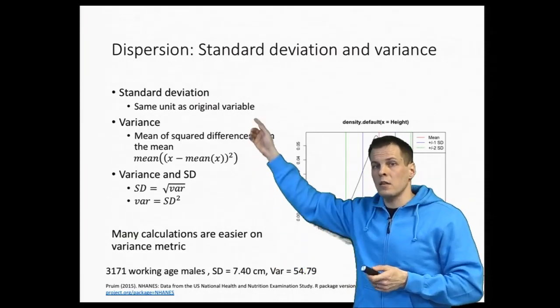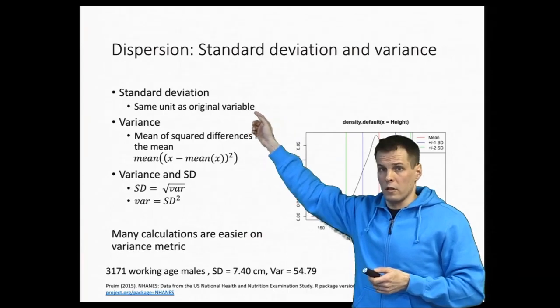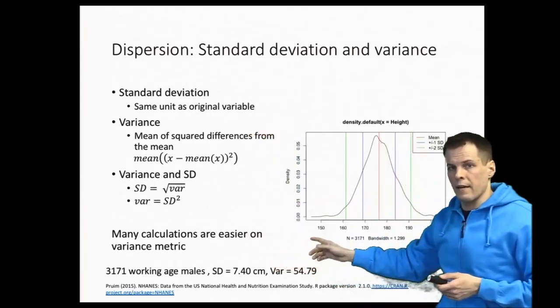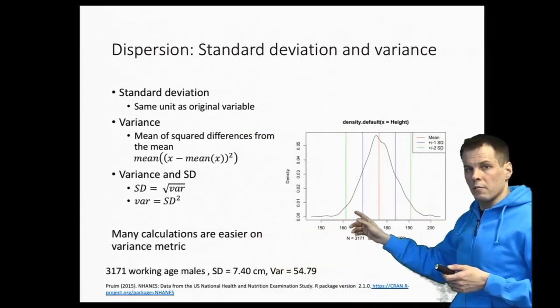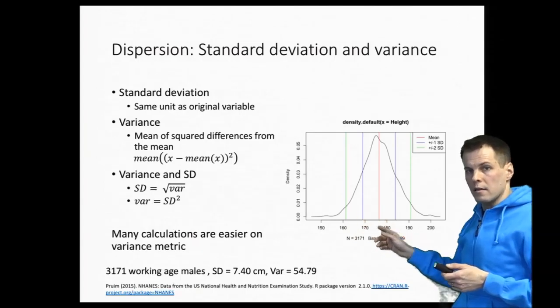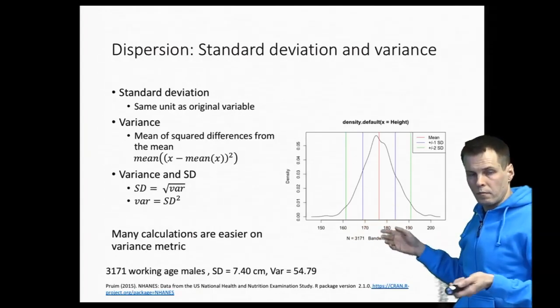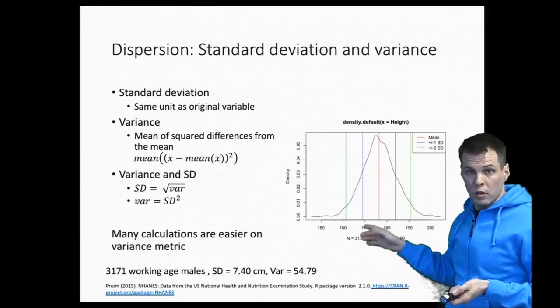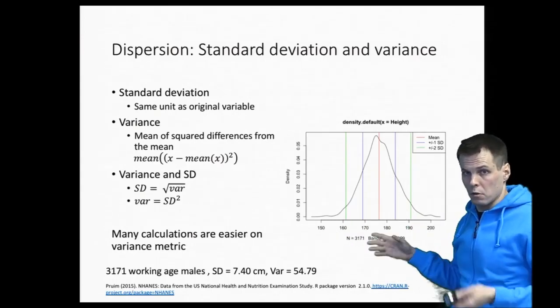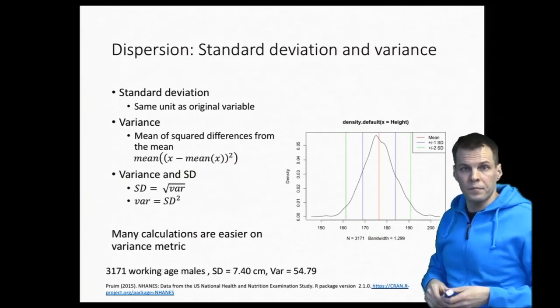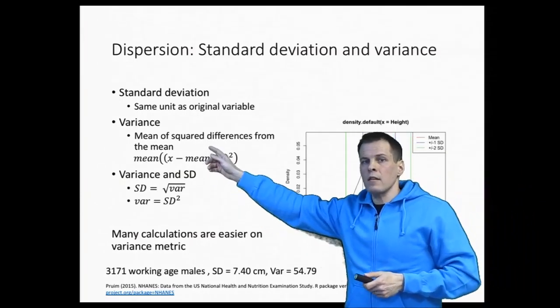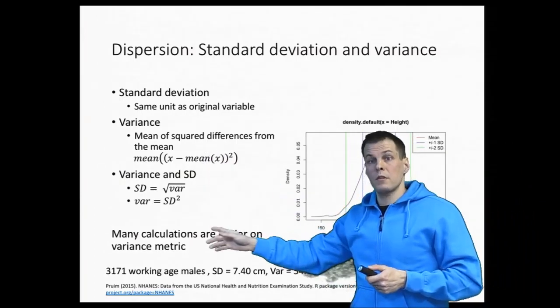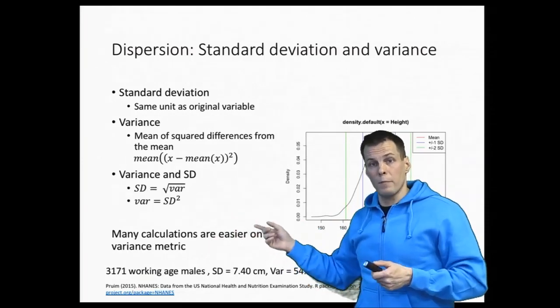So the standard deviation has the same unit as the original variable. So if standard deviation is 7, then we know that these bars are 7 centimeters from the mean. And if we multiply this variable by 2, then standard deviation doubles. So that's convenient. Then variance measures the same thing. It measures dispersion as well, but on a different metric.